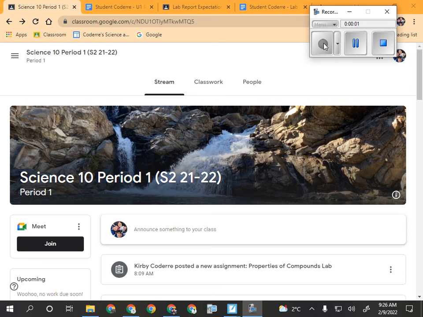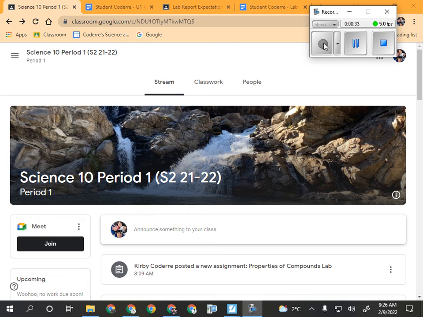Okay, so what we're going to get started on now is the pre-lab stuff for the properties of compounds lab. For this lab, I'm literally going to hold your hand and walk you through the lab report. I'm going to be giving you a lot of hints and most of the answers for the different parts, because this is your first one. You've never done a high school lab report before, so you kind of need to see what it looks like and be walked through it the first time.